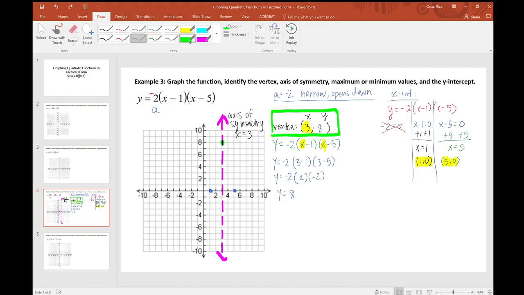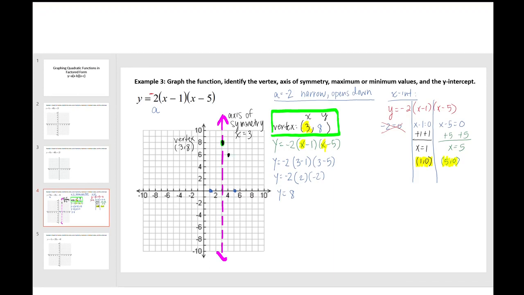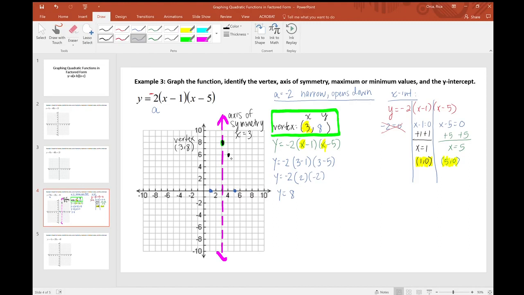Plot the vertex. And label the vertex. 3, 8. Now let's use our scale factor, which is -2. From the vertex, I want to go 1 unit to the right. And you might be wondering, Mrs. Orca, is it always 1 unit to the right? And the answer is yes. 1 to the right, 2 units down. Let's also go 1 to the left, 2 units down. Let's graph.